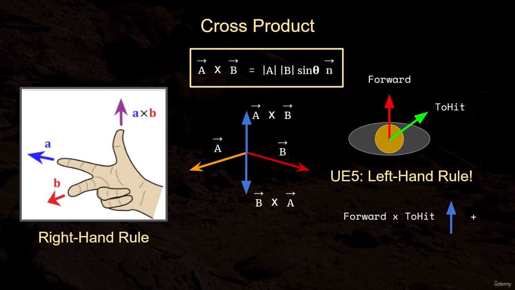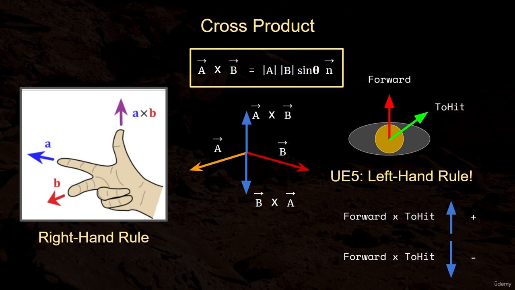And that means our theta should be positive. And if forward cross two hit is pointing down, theta should be negative. So it's really the opposite of the right-hand rule. Basically, you would just switch B and A on your index and middle fingers, and that's how you can figure out the cross product for Unreal Engine. Or you could remember the right-hand rule and just know that Unreal Engine 5 does the opposite.